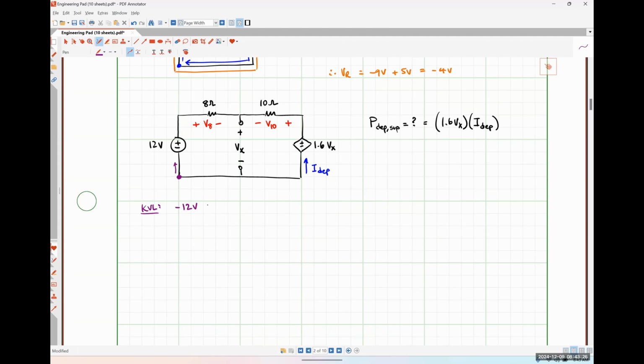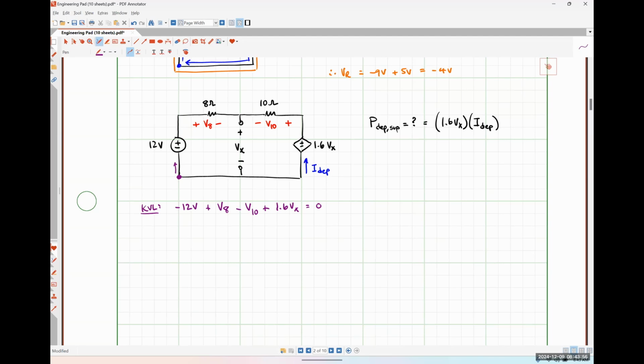Negative 12 volts plus V8 minus V10 plus 1.6 Vx is equal to 0. So before we move on from this, does anybody have a problem with this equation? How I've written my KVL expression? I believe I've followed all of the rules that I have established. Everywhere I saw a negative polarity terminal first, I put a minus sign.